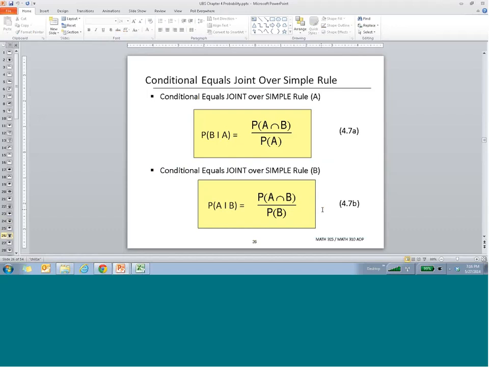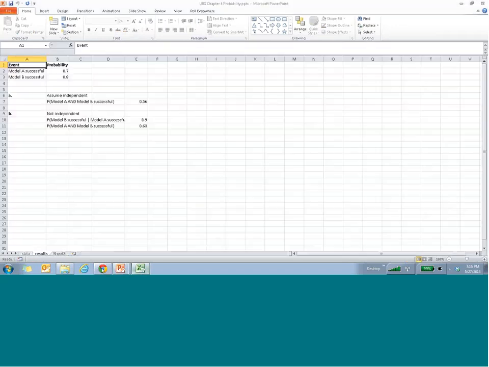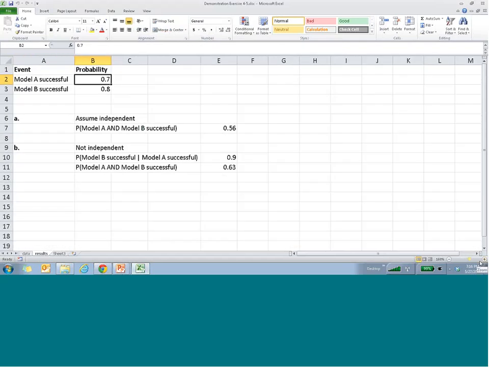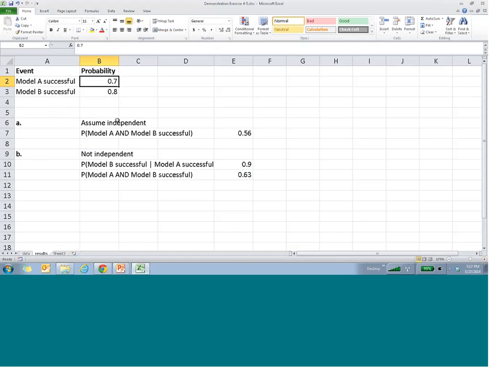So let me see. Have another example, 4.5. I've got to zoom in, sorry. So this example is on page 119. I've got the probability of model A being successful of 70%. I've got the probability that model B is successful at 80%. Assuming that those two are independent, then the probability that both will happen is 70% times 80%. So what's the probability that both will be successful? Since those are independent variables, it's just the multiplication of the two.